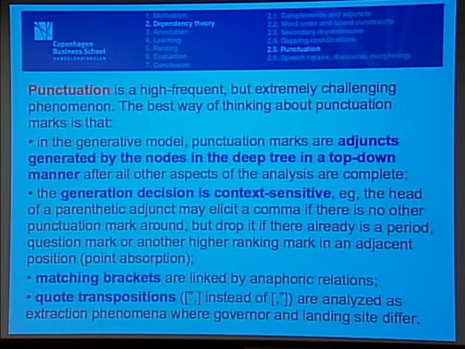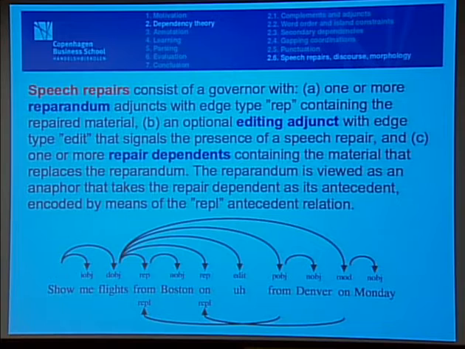So this generation decision of whether to omit a comma or not is really context sensitive and depends on the punctuation that has been placed higher in the dependency tree. And you can model this kind of stuff also by means of this framework. You can model speech repairs where you have a reparandum, something that you want to repair, from Boston here. This is a reparandum indicated with this rep dependency. You have an editing phrase here, and then you have some repair dependents that replace the material that is in the reparandum. And this is useful, of course, for modeling this kind of phenomena.